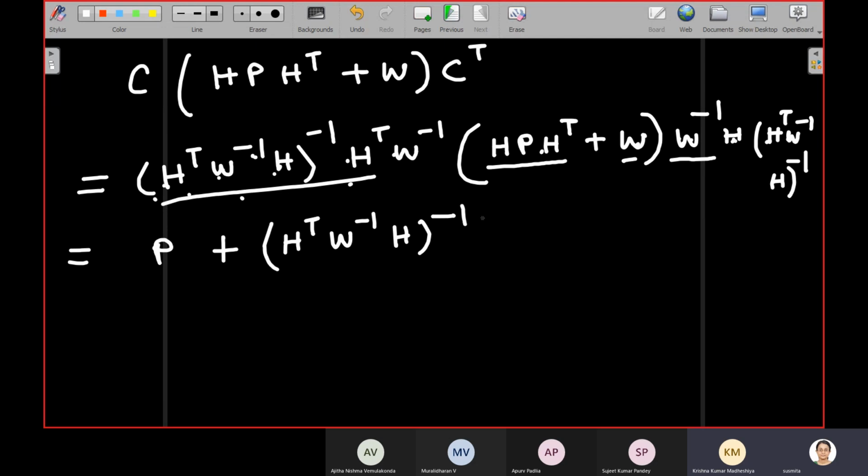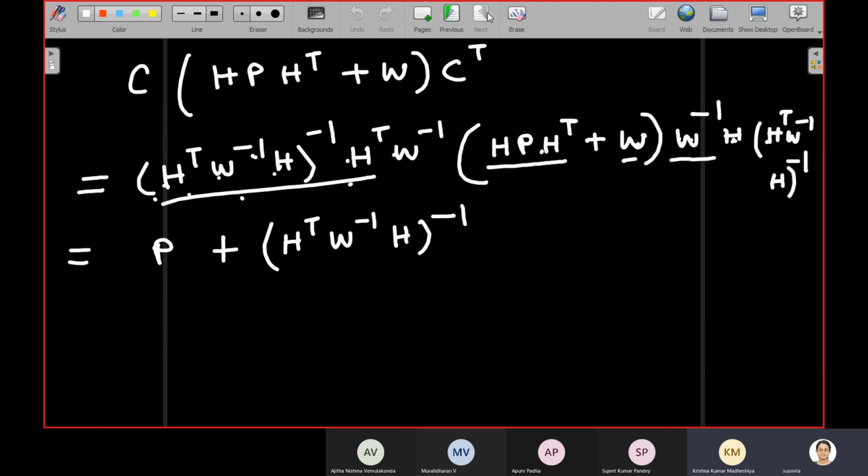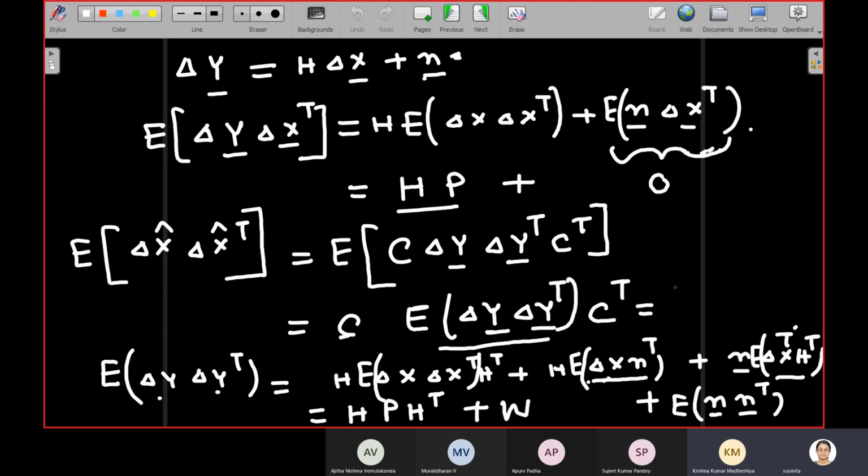I am not doing anything difficult. I am just doing the matrix multiplication for each of the terms and then cancelling out terms which are not required. So we got the final expression as this one, P plus H transpose W inverse H whole inverse.